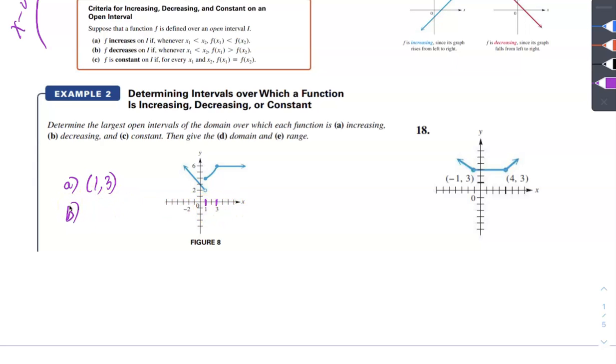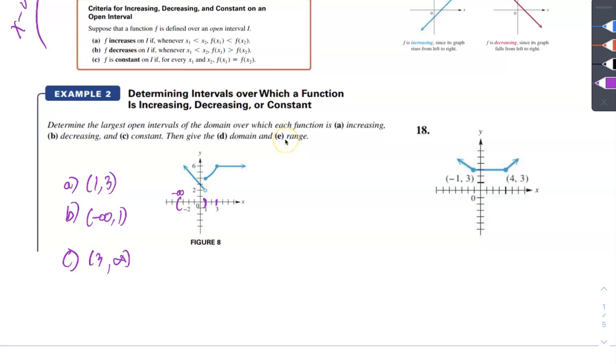B, when is it decreasing? It's decreasing from here all the way to here. That's an arrow. Arrows are always parentheses, -infinity. And then we're going to stop at 1. So from -infinity all the way to 1. Again, when. I don't care about the y at all. It's all about the x's. When is it doing it? C, is it constant? It starts right here at 3, and then goes all the way to the end. So 3 to infinity. That one might be even worse. Okay, so we got that.